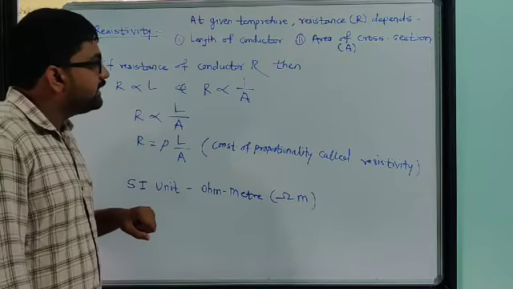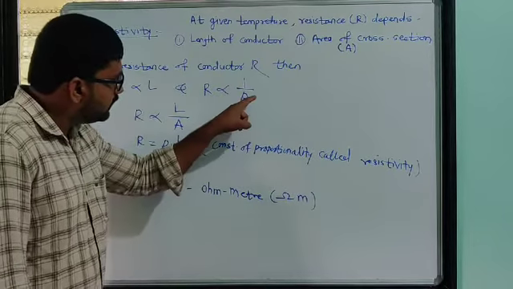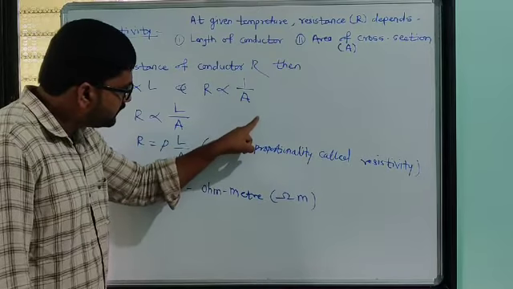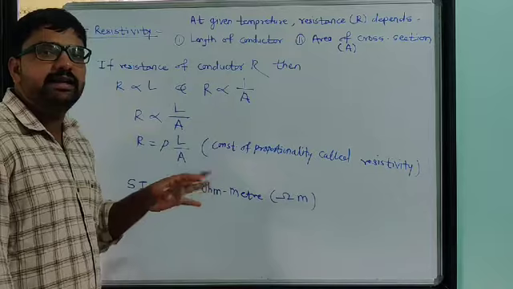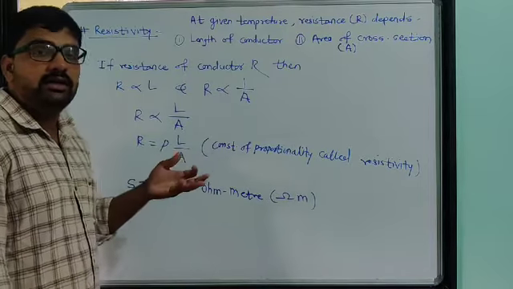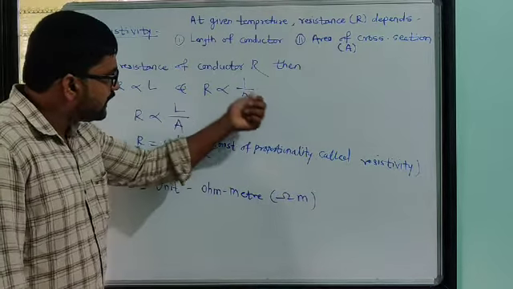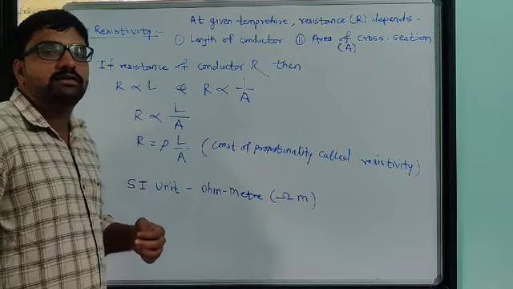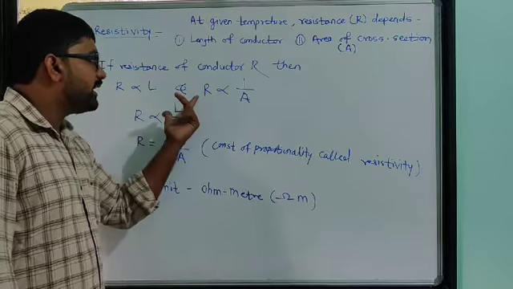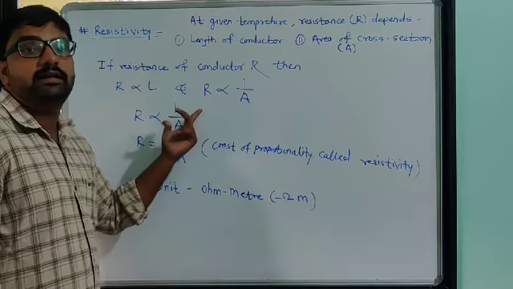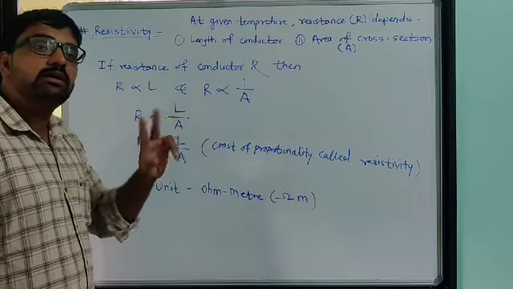And if the area of cross section is low, then resistance will be high. So there is an inverse relation between resistance and area of cross section. If we increase one term, then ultimately the other term will decrease. So that is the inverse relation.